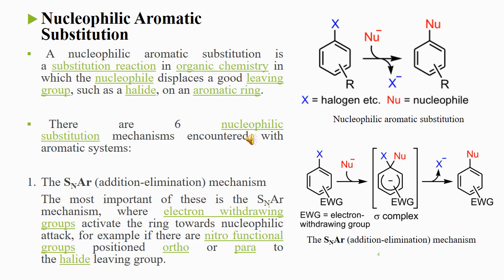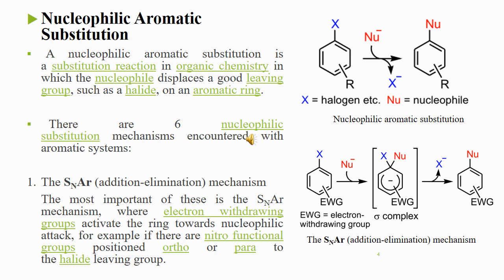Now you can see the diagram on the right hand side, the upper one. Here a general aromatic nucleophilic substitution is shown. X is the halogen, a good leaving group. Nu negative is the nucleophile. The nucleophile is displacing X. The reactant on the left hand side of the equation has X attached to the aromatic ring, and on the right side of the equation the nucleophile has displaced that good leaving group.